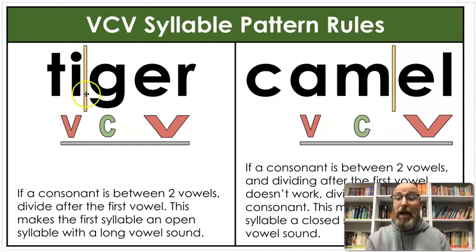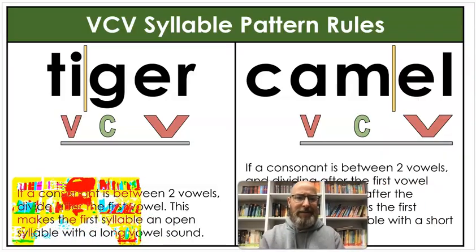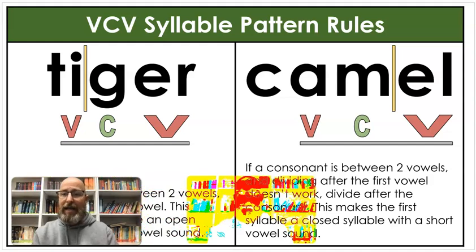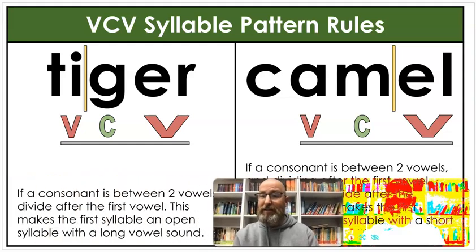So we would say tiger, and that would give us that. Now, here's the unfortunate thing. That doesn't always work. So if I split it here, it'd be ca-mel. There's no such thing as a ca-mel. So we still would label the vowels, label the consonant, and draw our bridge. But if this doesn't work, we divide after the consonant. However, this makes the first syllable a closed syllable with a short vowel sound. And it would be cam-el. And those are the syllable division rules.